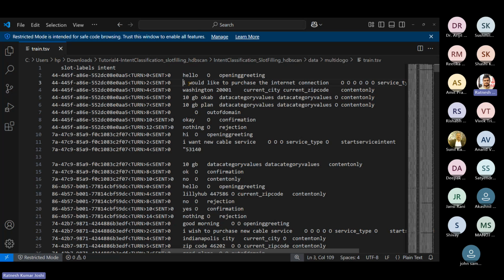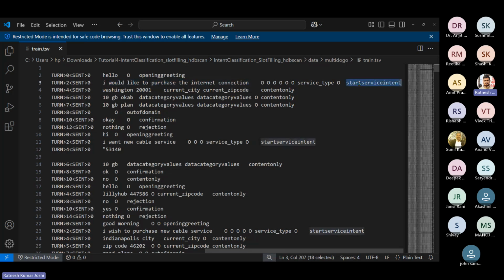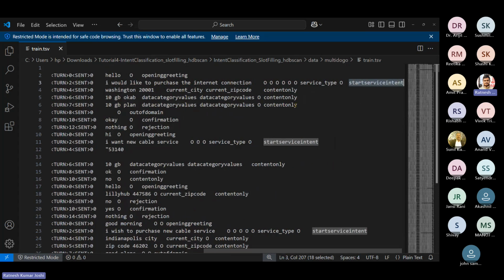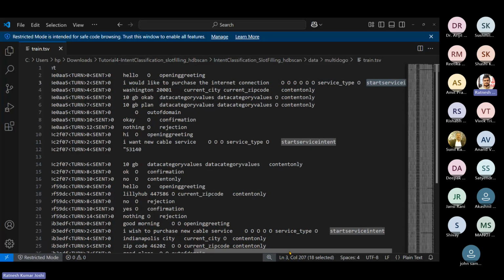So that is the general idea. For example, I would like to purchase the internet connection, right? By using this particular sentence, the user wants to start an internet service. That is the intent. The intent refers to what task the user wants to be fulfilled by saying the particular utterance. And what was the second last thing? Slot labels correspond to all the relevant information. So what is the relevant information?